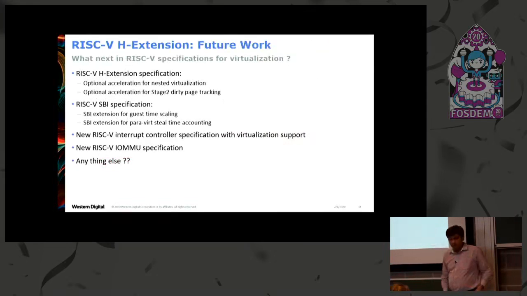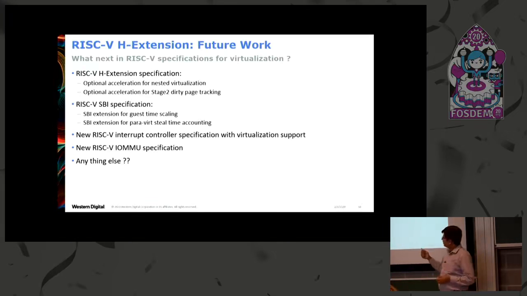So what's the future work on the spec front? Like I mentioned, most of the things functionally required from the spec are there. Most of the things we can expect now will be on the performance front, like optional acceleration for nested virtualization or optional acceleration for stage-2 dirty page tracking, like Intel and other architectures have. And some changes will be there in the SBI spec as well.